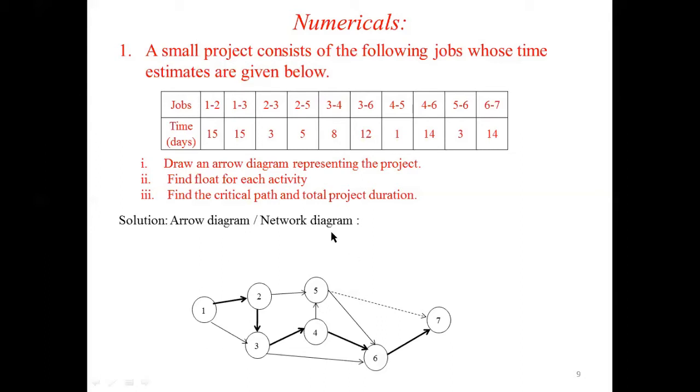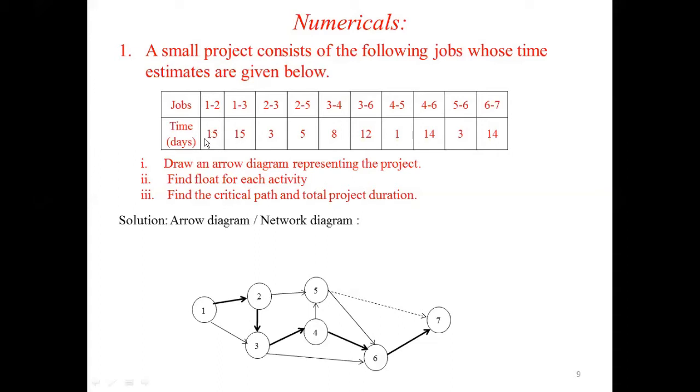I have drawn the network diagram with two lines: one is a thin line and the other is a thick line. For the time being, forget about the thick line. I will explain how to draw this thick line to identify the critical path. Next, the arrow diagram representing the project. This arrow diagram is over.